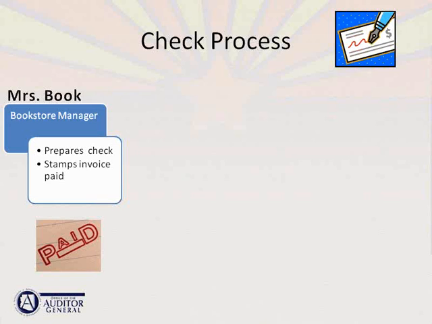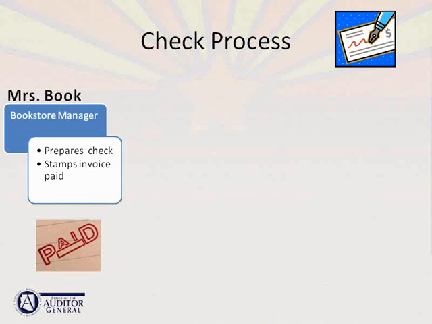After the receiving process is complete, the next step is to pay the invoice. Mrs. Book prepares the check from the Student Activities bank account. The checks are secured in a locked drawer, and only she and one other person who is not a check signer has access to them. The check should identify the PO number and that it is for the chess club to allow the payment to be matched to the support.